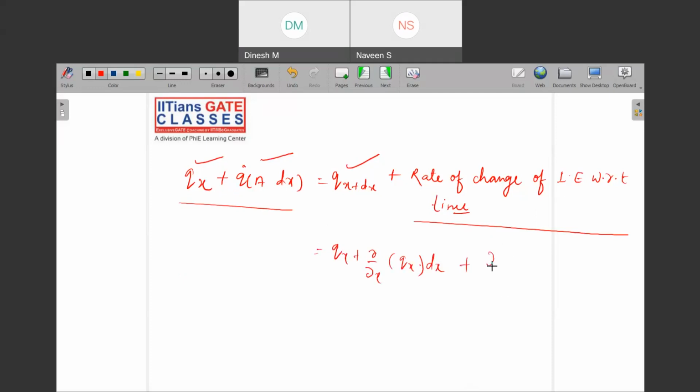So can I write this as del upon del t? I am writing this one as tau. Why? Because we have t, which can certainly be mistaken for temperature. That is why I have taken this denotation for time. And I'm talking about the rate of change of internal energy. What is the change of internal energy?